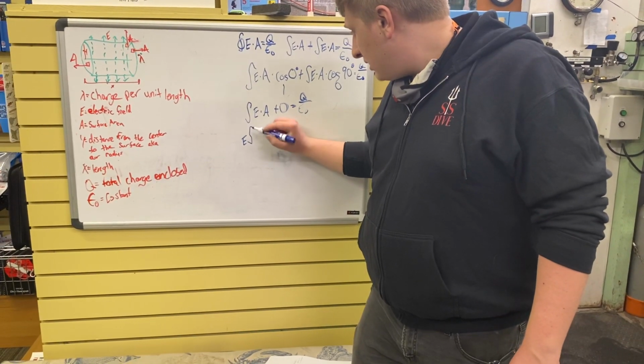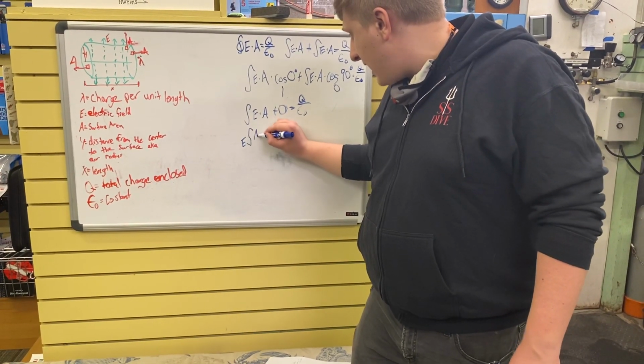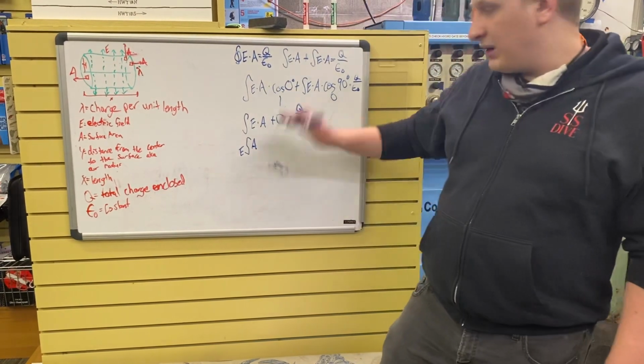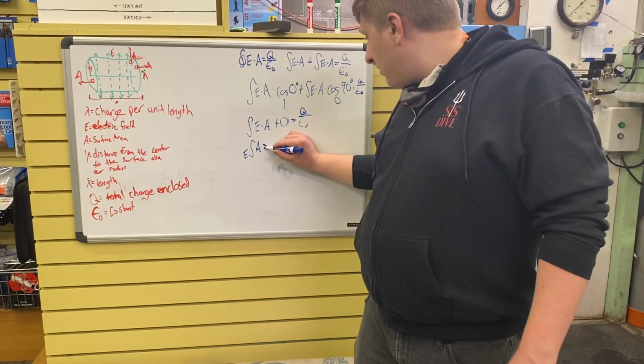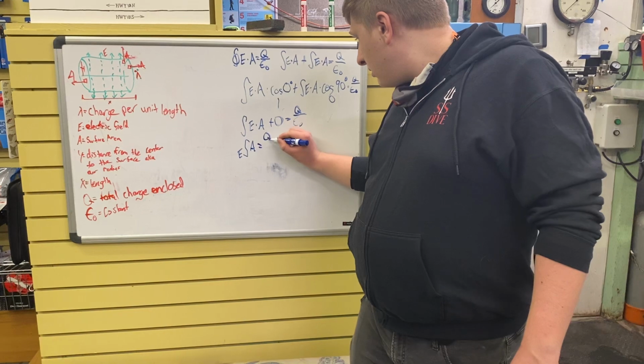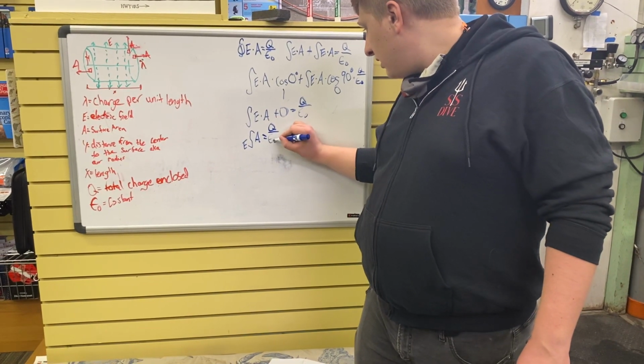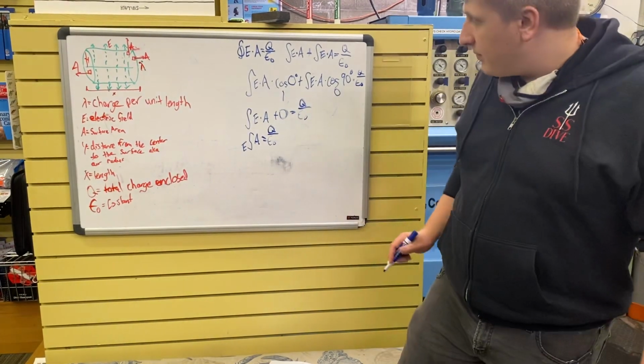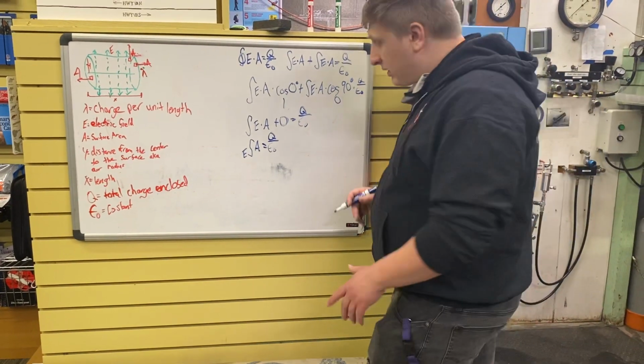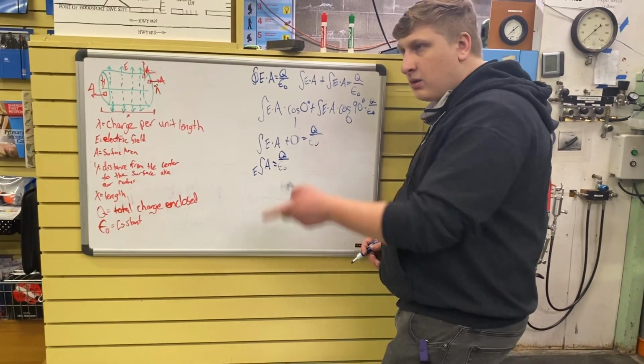E times the integral of A, right? We don't need that 0, equals Q over epsilon naught. All right, now that we've taken care of that, let's look at the Q over epsilon naught.